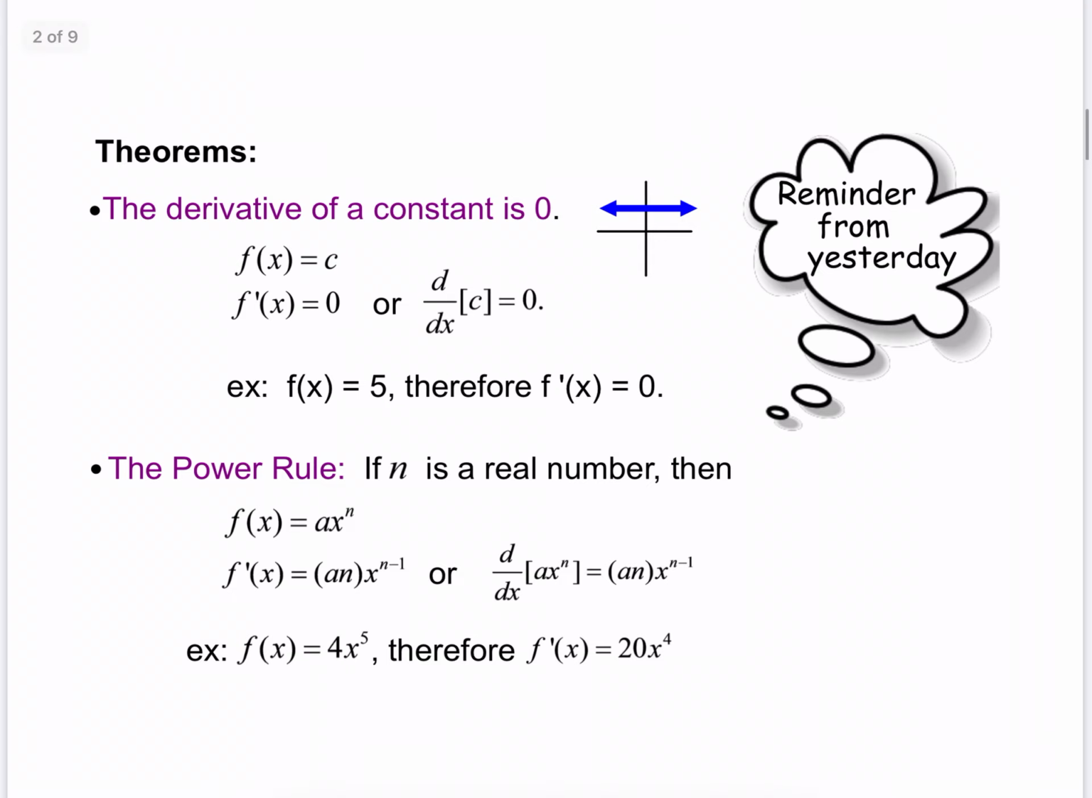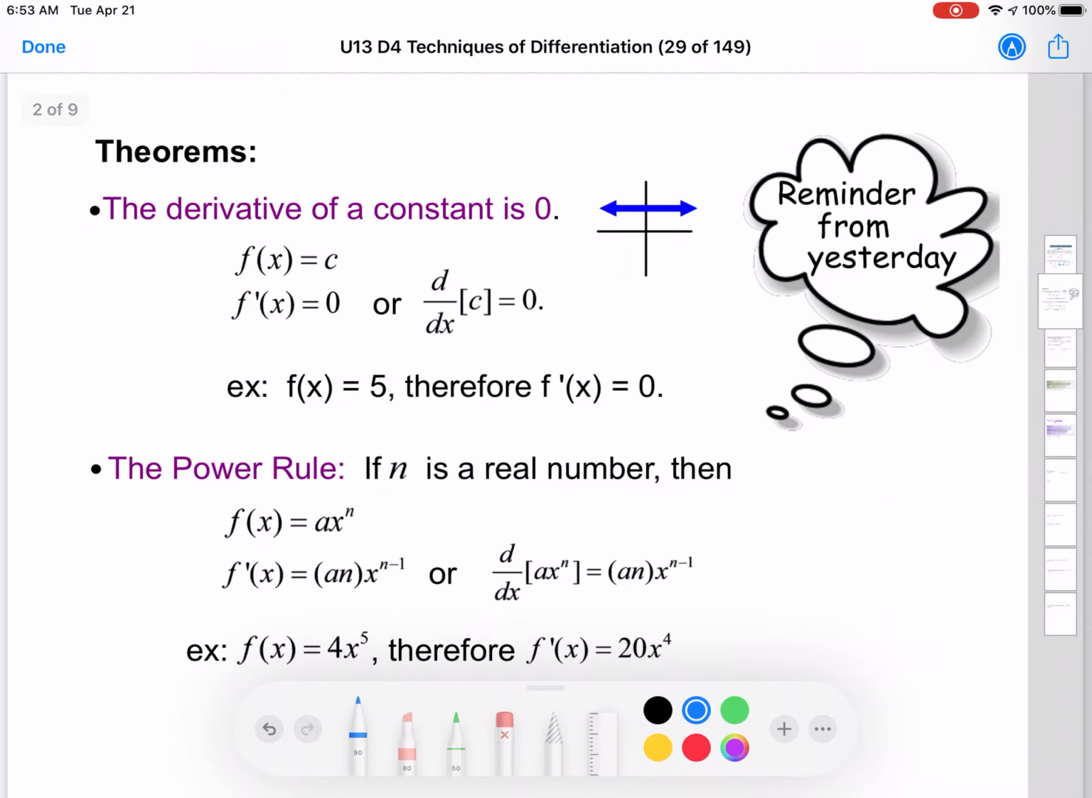Okay, so today, let's just review a little bit from yesterday. So the theorems that we learned. The derivative of a constant. So remember, a constant is something like y equals 2, y equals 3, right? It's just a horizontal line. Right, so if this was y equals 1 right here, and I want to find the slope of the tangent line, right, that's what the derivative is, it's just going to be 0. That has a slope of 0. So the derivative of a constant is always 0.